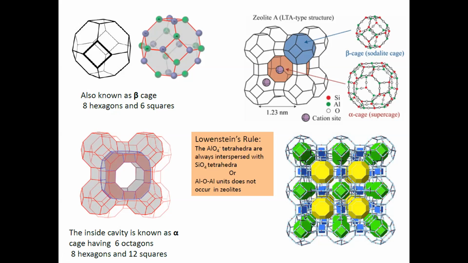Now, if you take such 8 hexagons and connect them to each other in a particular fashion, it forms this kind of beta cage. Once it forms the beta cage, it has 8 hexagons and 6 squares. On the right, left and top, the first model is the beta cage, and the second one, you can see, has both silicon as well as aluminum. So this is the structure.